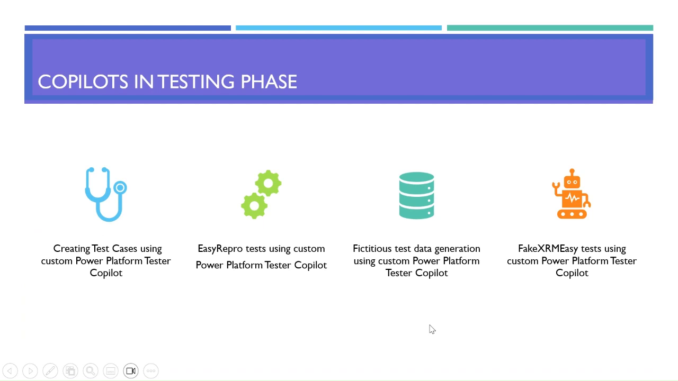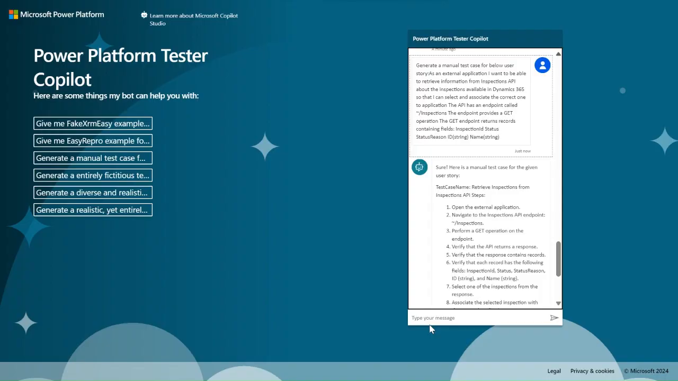Let's go over the copilots in the testing phase. The first one is creating test cases using the custom Power Platform Tester Copilot. The second one is the EasyRepro automation tests we can create using the custom Power Platform Tester Copilot. And the third is test data generation using the custom Power Platform Tester Copilot. Here we are actually generating fictitious data. The last one is creating a FakeXrmEasy automation test using the custom Power Platform Tester Copilot. Let's go over one by one.